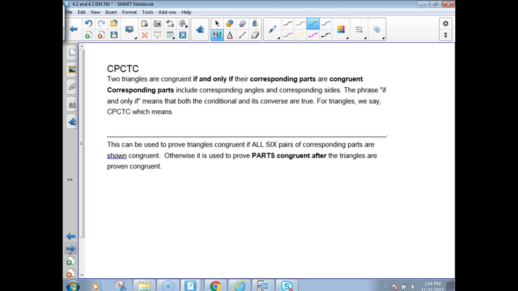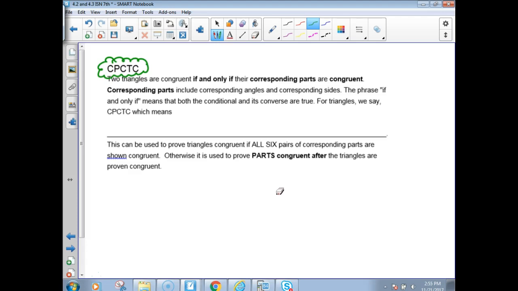So let's move on to CPCTC. You are going to need to know what CPCTC stands for. Okay, so we're going to recite it, and we're going to memorize it, and we're going to say it a lot of times.